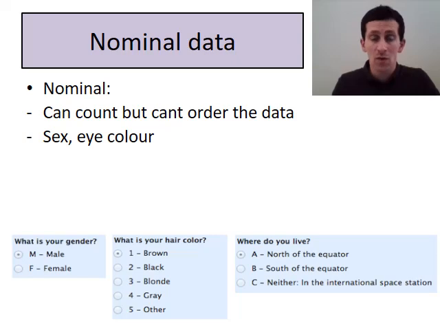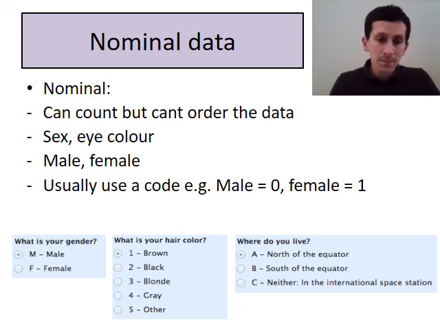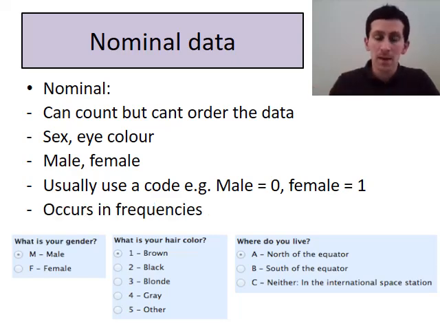What colour are your eyes? They're going to be green, brown, blue. You're going to fall into a category. And sometimes you might use a code, 0 or 1, or you'll get them to tick off whether they're male or female to identify which category they fall into. And this usually occurs in frequencies, or categories as we can call them as well.